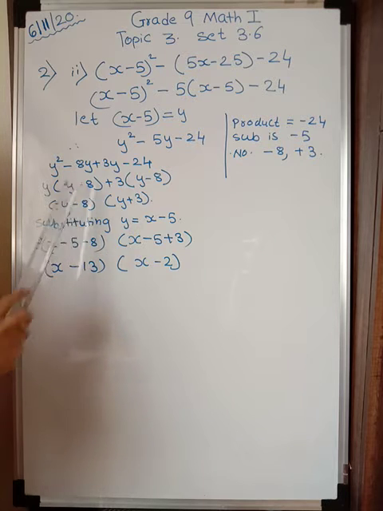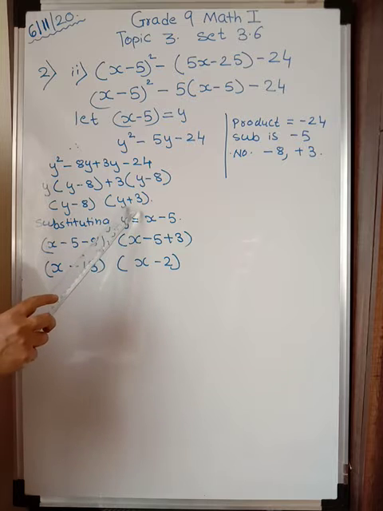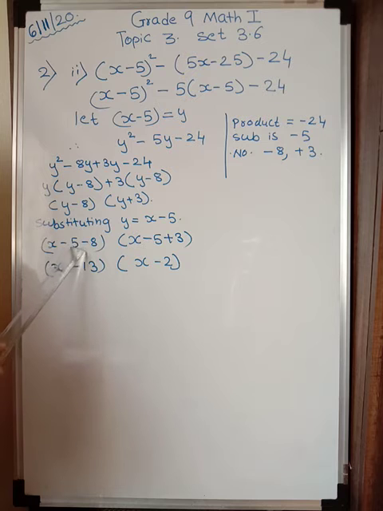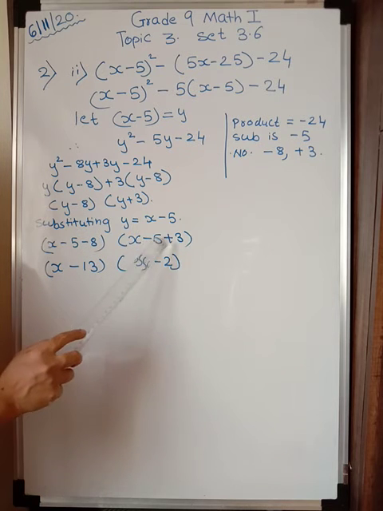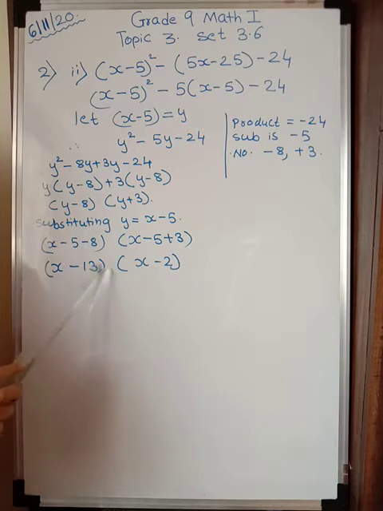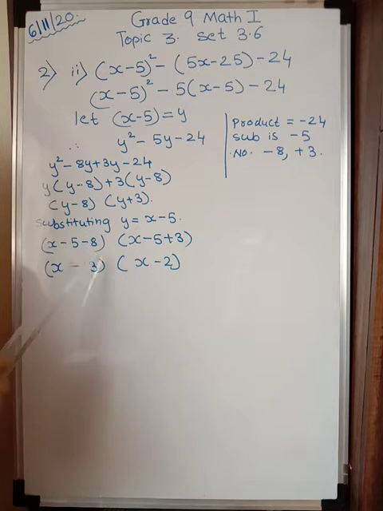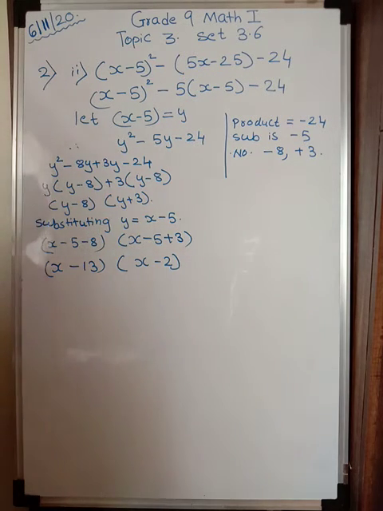Now substituting for y, we have to express it in our original variable. So for y, I am writing x − 5, and here −8 as it is. For this y, x − 5, and this +3 as it is. Now look at this: −5 − 8 is −13. So the first factor I got is x − 13. And the second is −5 + 3, which is −2. So (x − 13)(x − 2). These are the factors of this expression. Is this clear? Let's go to the next problem.